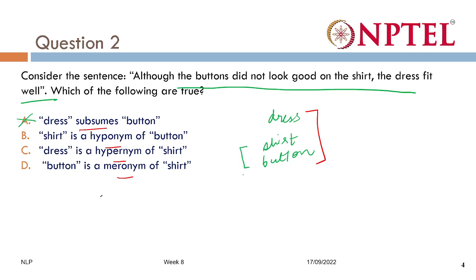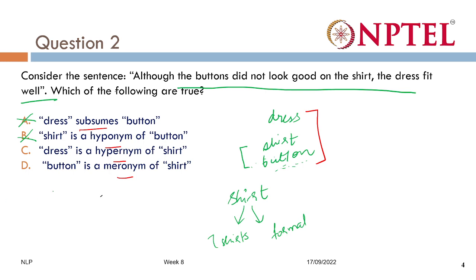Then, shirt is a hyponym of button. Shirt is a broader category and button is just a part of the shirt. Can it be? The answer is no. Why? Because if shirt is a broader category and we are to specify its further subclasses, they can be t-shirts or formal shirts. Those can be classified as its subclasses because they are more specific. But does it necessarily have to be a button? No, right? That is just a part of the shirt, not necessarily a subcategory of the shirt.